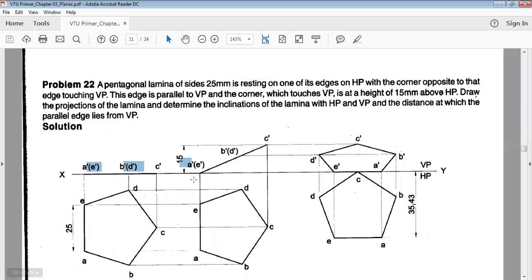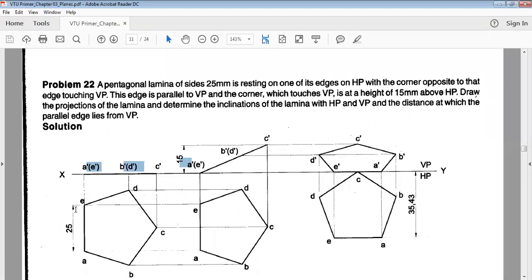Similarly, while doing it in the second position, it is said that the corner opposite to that edge, which is touching VP, is 15 mm above HP. So for that, we can use this data for positioning of the surface in the front view. So you draw a locus line of 15 mm above HP, and anywhere you just place this C dash here. You can measure this with the compass. Placing C dash on this locus line, cut an arc on the XY line so that you will get the second position edge.